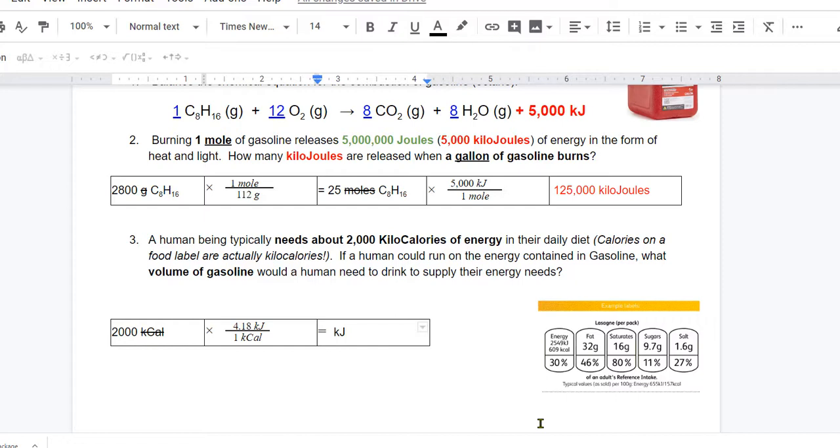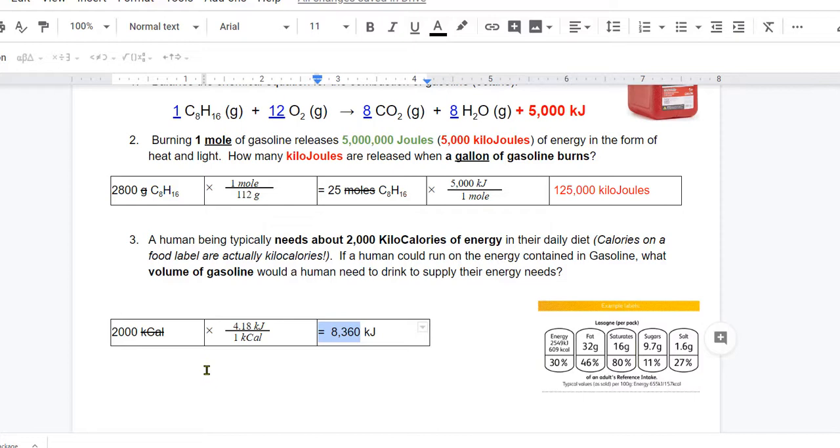It's simple. It's 2,000 times 4.18, which is 8,360 kilojoules. So there's step 1. I know how many kilojoules a human needs in a day. You can see it's much less than 1 gallon of gasoline. So let's find out how much it is.